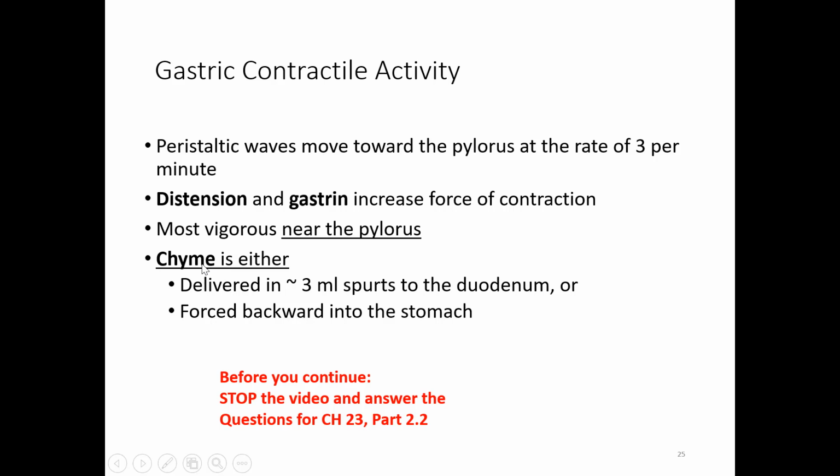Chyme is food, half-digested food mixed with stomach juice. Usually it will be delivered to the duodenum in small portions, approximately 3 milliliters, or sometimes it will be forced back to the stomach, so the stomach could continue digestion of that food for a while.